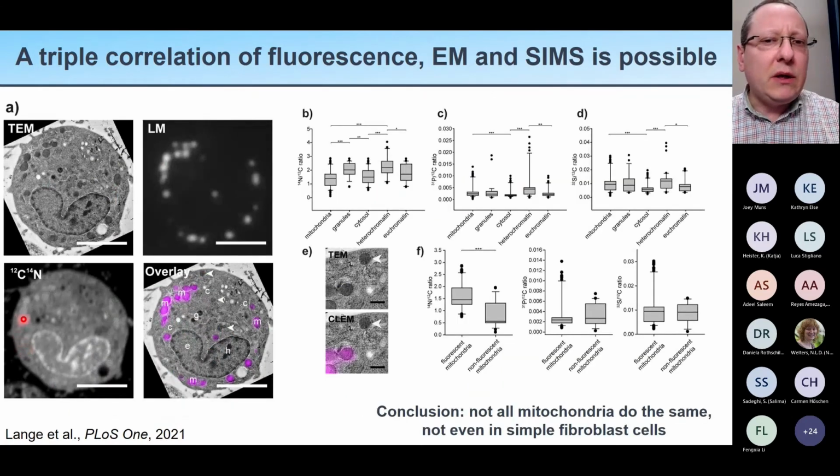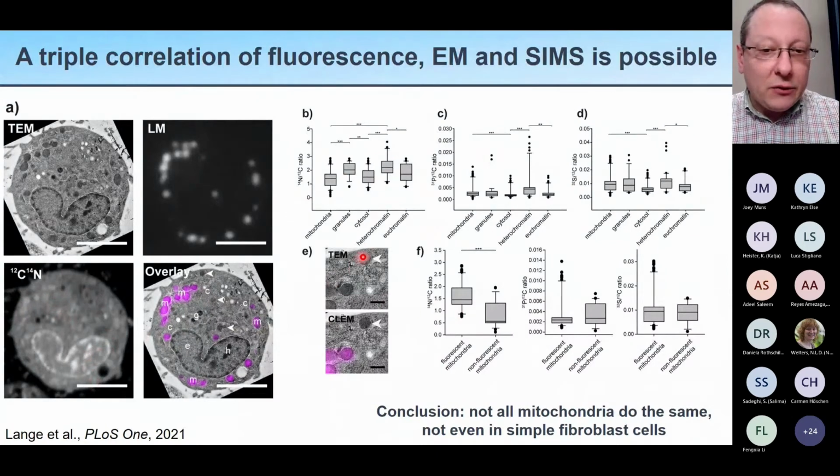And this triple correlation allows you to look at all sorts of weird stuff. So for example, we looked here at electron microscopy showing us morphology of cells. Light microscopy showed us where a specific dye was taken up by active mitochondria. And then we look at NanoSIMS. And we didn't do any pulsing, any feeding with anything. We just looked at NanoSIMS and just said, what are the different ion compositions here?